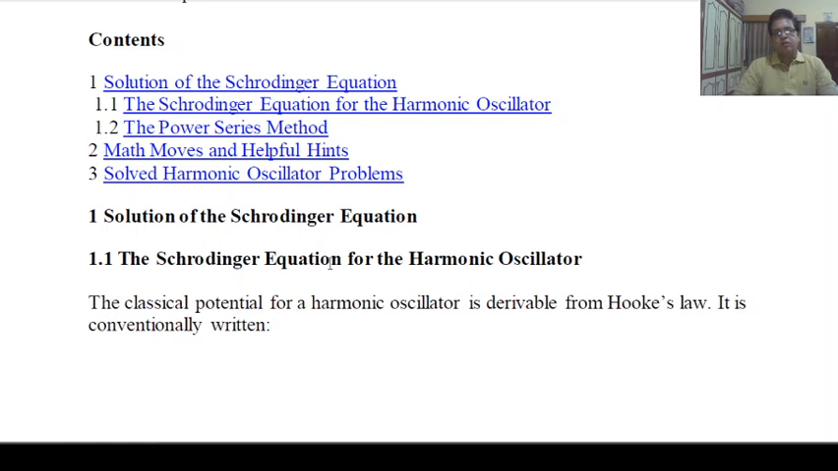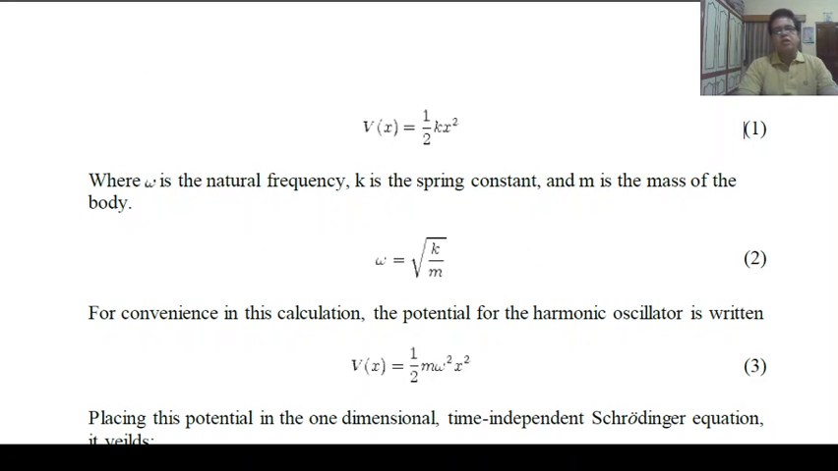Solution of the Schrodinger equation. The classical potential for a harmonic oscillator is derivable from Hooke's law. It is conventionally written V(x) equal to half k x square, where omega is the natural frequency, k is the spring constant, and m is the mass of the body. Omega equals the square root of k upon m. For convenience, in this calculation, the potential for the harmonic oscillator is written V(x) equal to half m omega square x square.